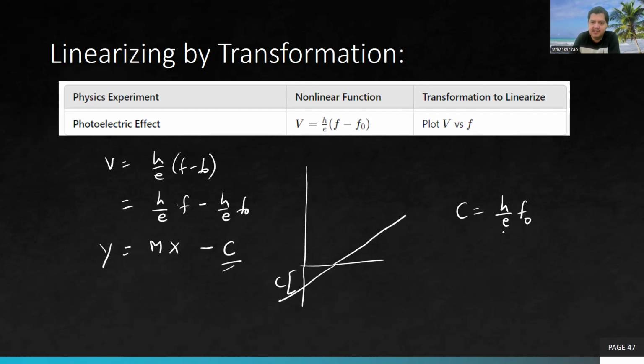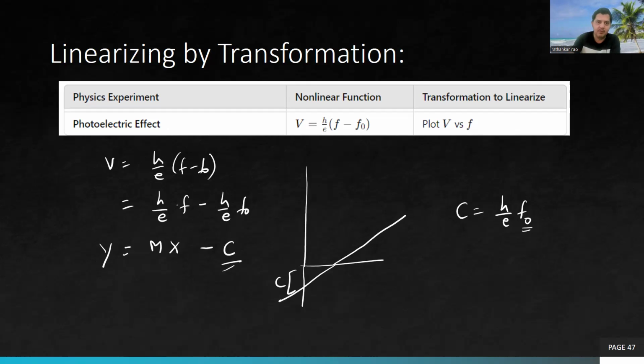h is constant, e is constant. f0 you need to determine. What is f0? f0 is nothing but the threshold frequency, the minimum frequency required for the ejection of a photoelectron. You can easily get it across, right? So measuring this value, you can get this value. Thus, the transformation helps us in doing these things. Just a transformation is not useful. You should understand why you are doing the transformation and where it helps you.